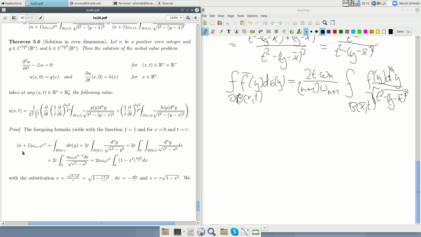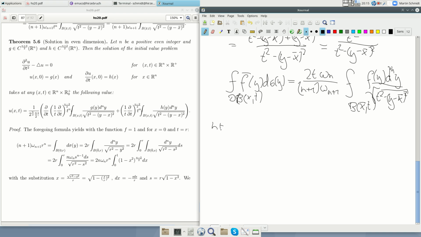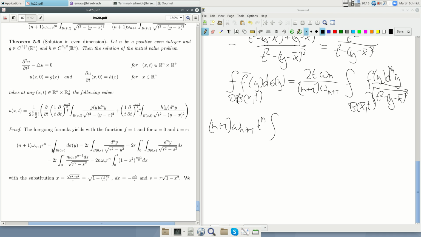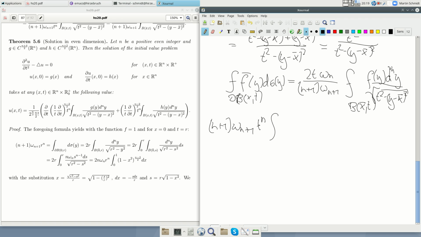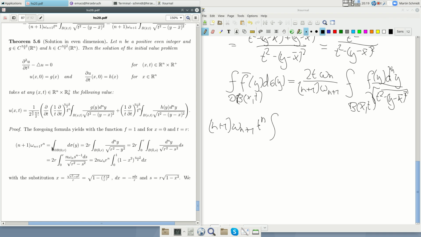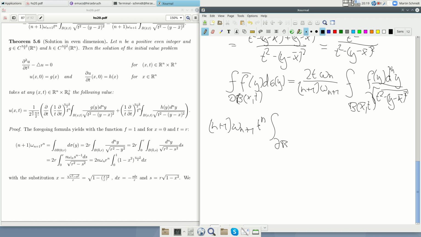So we know that this is, of course, (n+1) omega_(n+1) times R^n. This is the volume of the boundary of the sphere. Oh, sorry, here the boundary of the sphere is missing. So let me correct that. We integrate the function 1 over the boundary of this ball, the boundary of the ball in n+1 dimensions, d sigma of y.